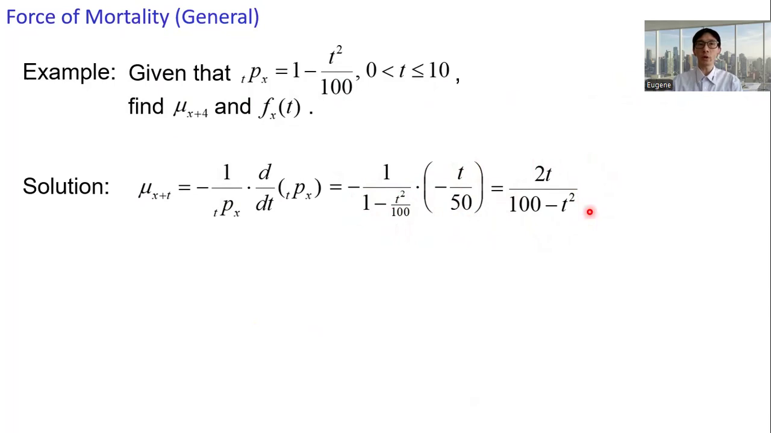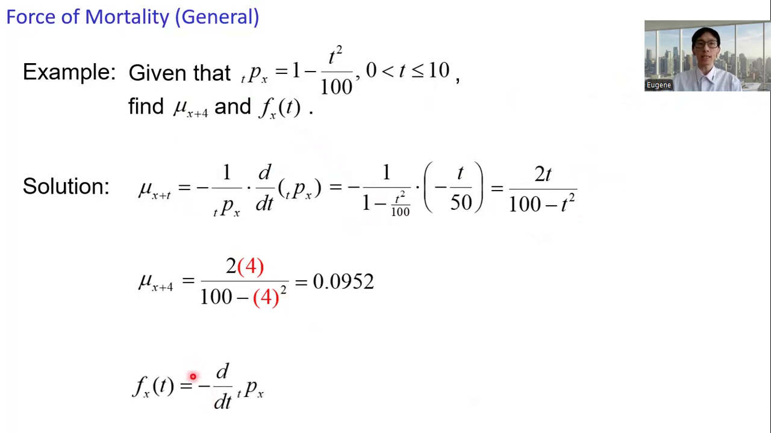And then we need to get the force of mortality when t equals 4. So we simply substitute t equals 4, and then we get 0.0952. And then to get the density function fx of t, this is the negative of the derivative of tpx with respect to t. So we already have the derivative of tpx, which is negative t over 50. Then the density function fx of t is t over 50.